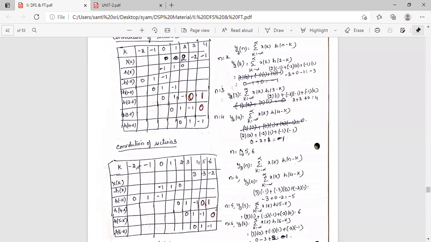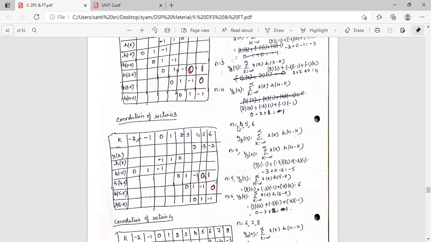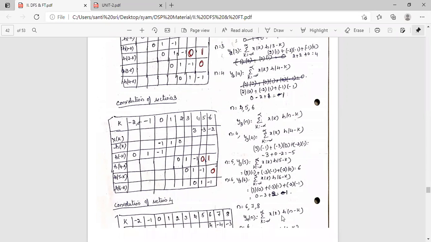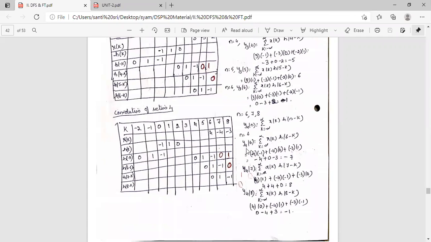Similarly, coming to the convolution of section 3, that is n values are 4, 5, and 6. So for y3 of 4, it is 4 minus k. For y3 of 5, it is h of 5 minus k. And y3 of 6, it is h of 6 minus k. Like this, we can calculate the values of y3 of 4 equal to minus 5, y3 of 5 equal to 6, and y3 of 6 equal to minus 1. And similarly, the last section, we will calculate the values of y4 of 6 is minus 7, y4 of 7 is 8, and y4 of 8 is minus 1, right?